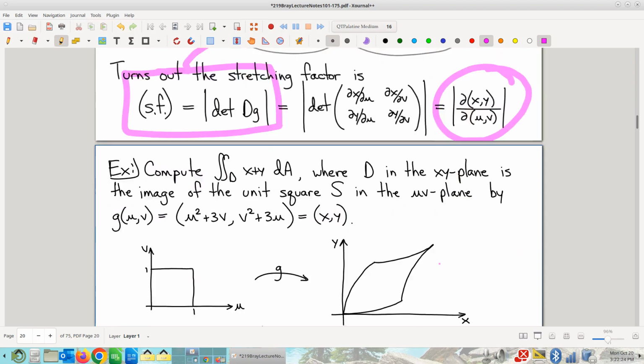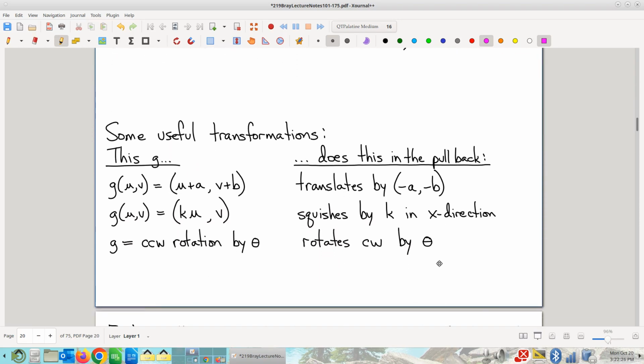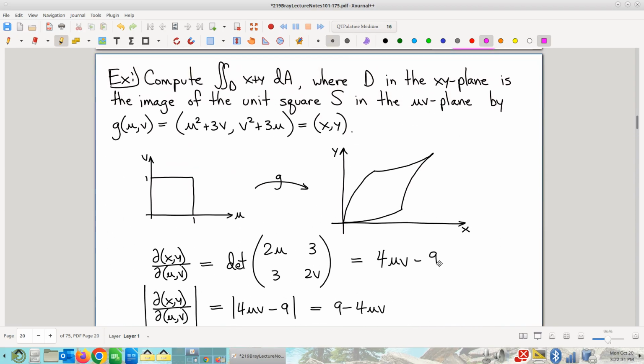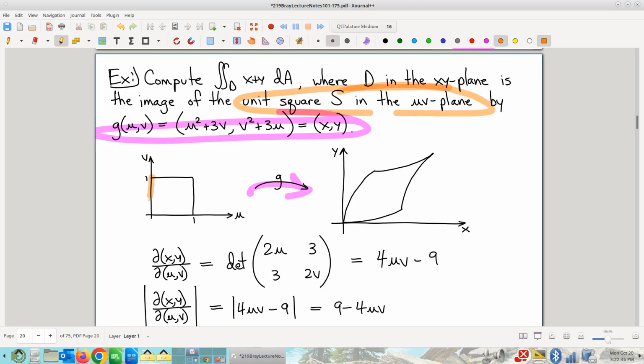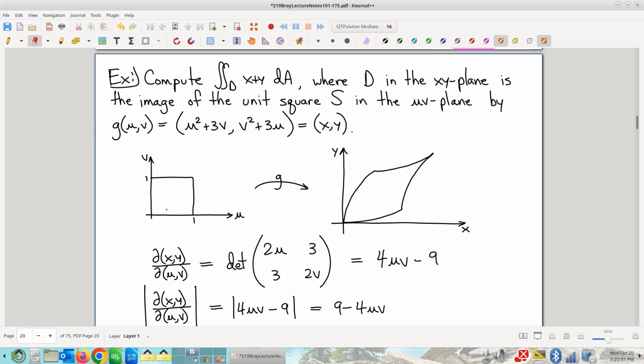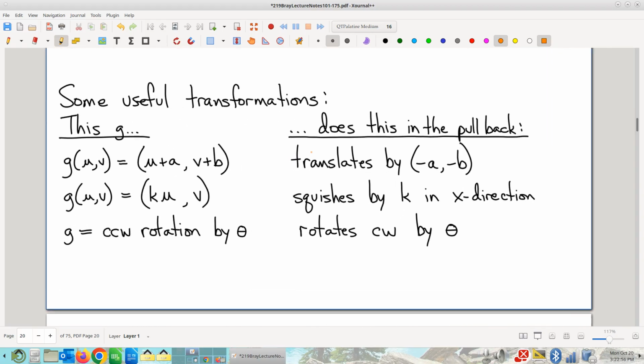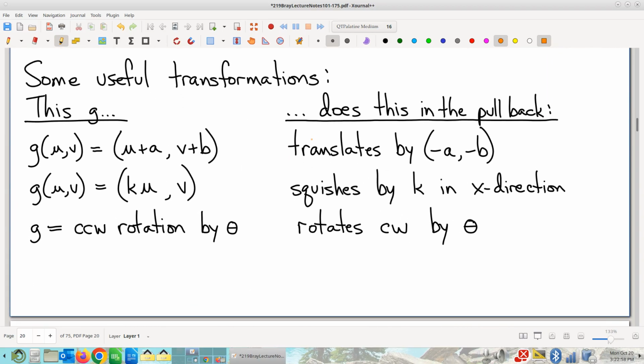Okay, so we did an example last time, and in this example, let me confess, I did kind of manufacture this example where I just gave you the change of variables function. That won't always be the case, right? And then likewise, I gave you the pullback domain. And that won't always be the case. Okay. All right. So there are some kinds of transformations that can be particularly useful.